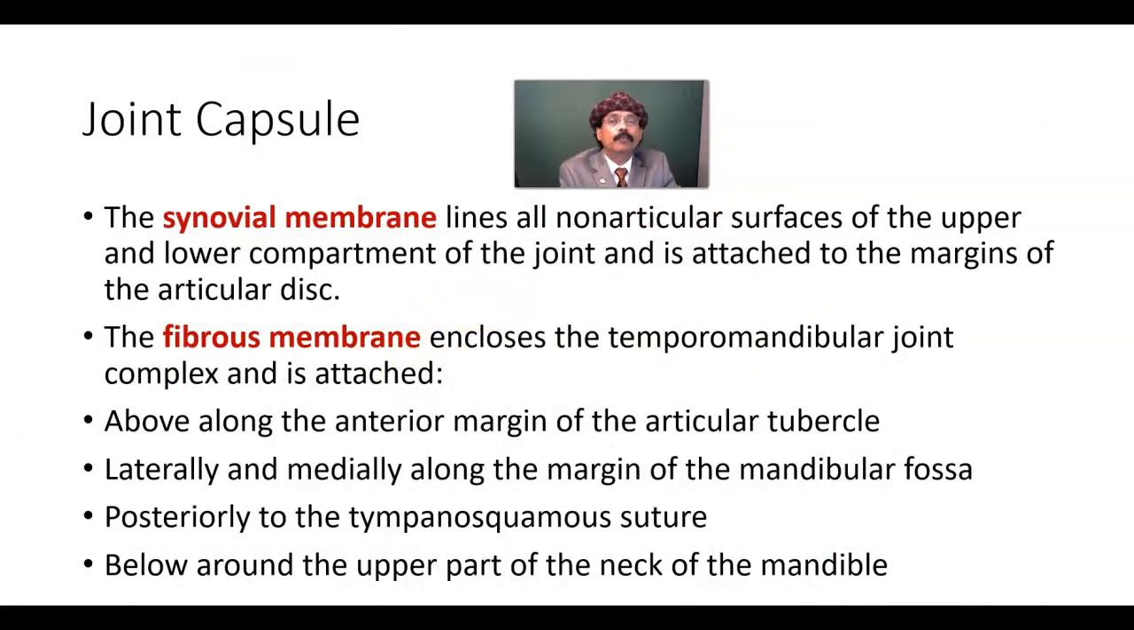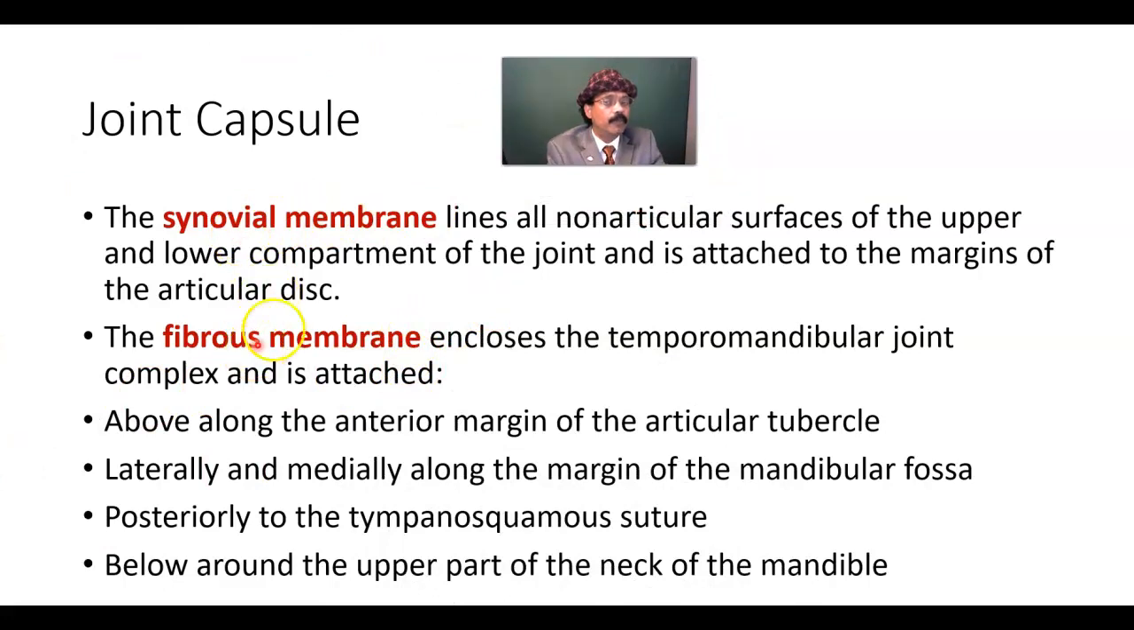The joint capsule has two parts: synovial membrane and fibrous membrane. The synovial membrane lines all non-articular surfaces of the upper and lower compartments of the joint and is attached to the margins of the articular disc. The fibrous capsule encloses the temporomandibular joint complex and is attached above along the anterior margin of the articular tubercle, laterally and medially along the margin of the mandibular fossa, posteriorly to the tympanosquamous suture, and below around the upper part of the neck of the mandible. So these are the attachments of the fibrous capsule.